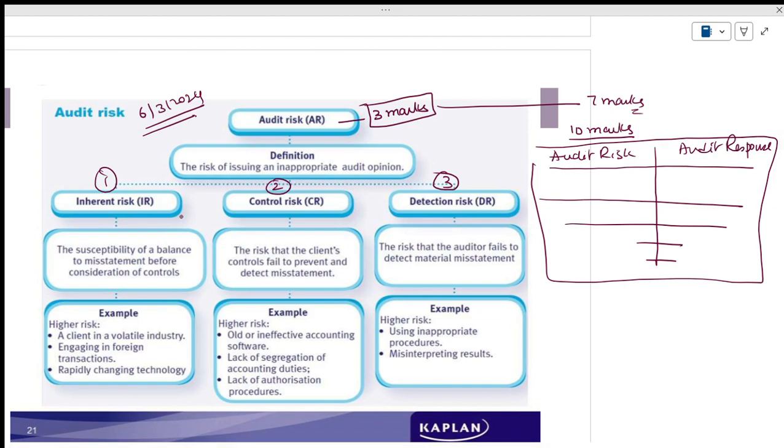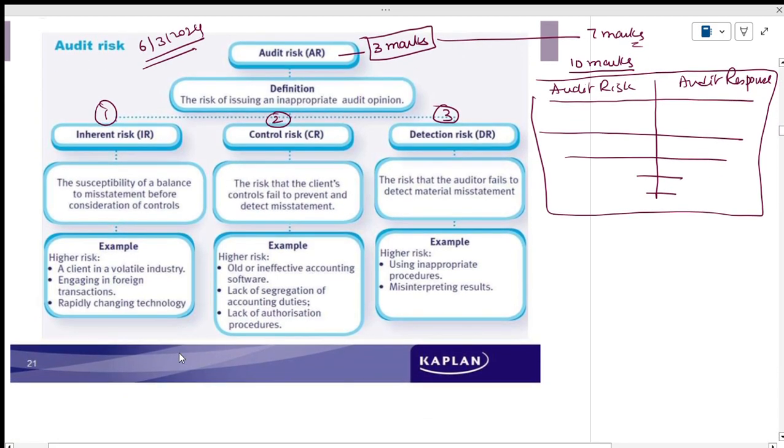See, there will be a risk in terms of inherent risk. For control risk, if controls are not effective, then there will be a control risk. Detection risk: we cannot detect things as such, because it is beyond the framework of the auditor.